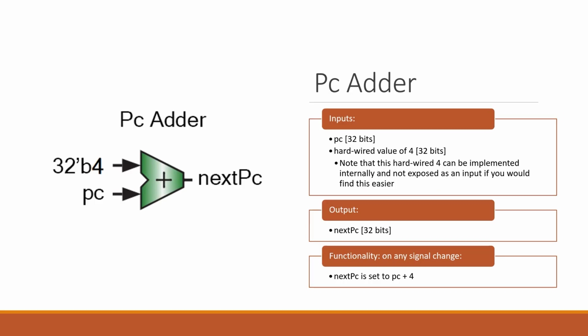Our next module is our program counter adder, or our PC adder. It'll take the inputs of the program counter, which is 32 bits wide, and then a 32-bit hardwired value of 4. Note that this hardwired 4 can be implemented internally and not exposed as an input if you find this easier to do. The output of this module is going to be the next PC, which is 32 bits wide. The functionality will be that on any signal change, the next PC is going to be set to the value of PC plus this hardwired 4 value.